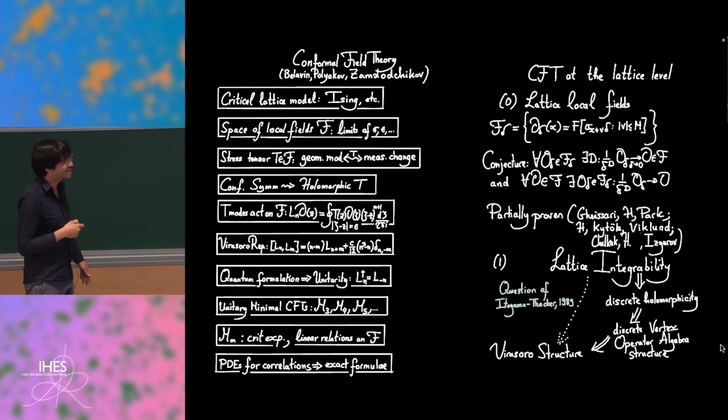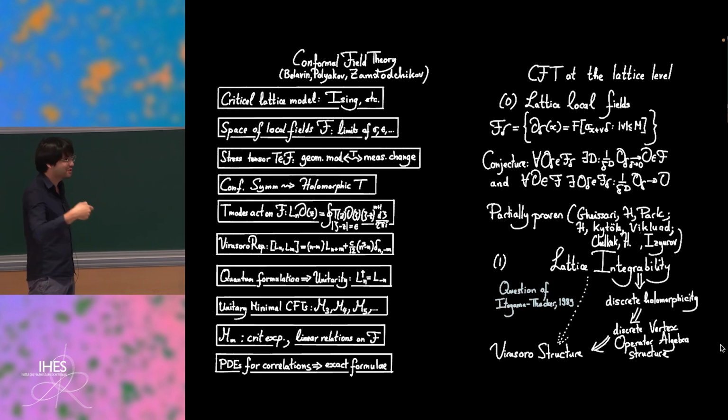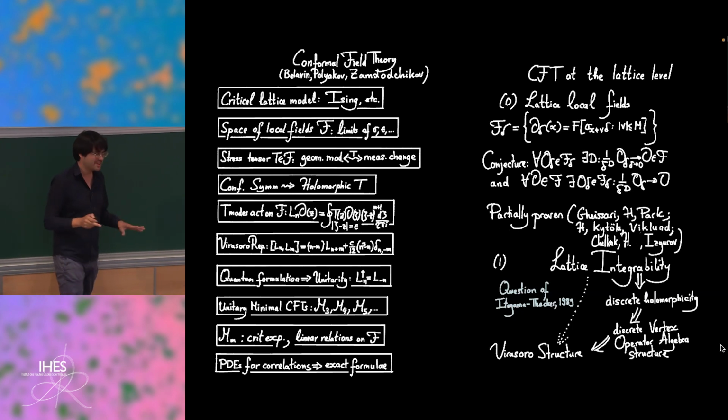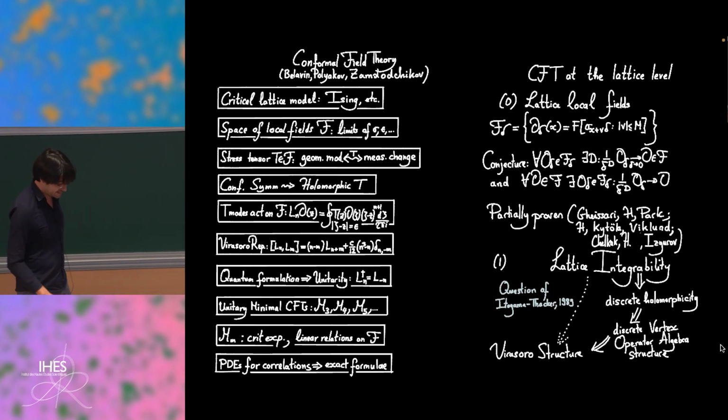Anyway, it was a bit surprising because it's a bit of a miracle, right? One expects that this discrete holomorphicity contains the roots of conformal symmetry, which in itself is Virasoro algebra, but that at the lattice level, these lattice relations contain in themselves the exact Virasoro algebra without giving up anything is a bit surprising, but it's true.